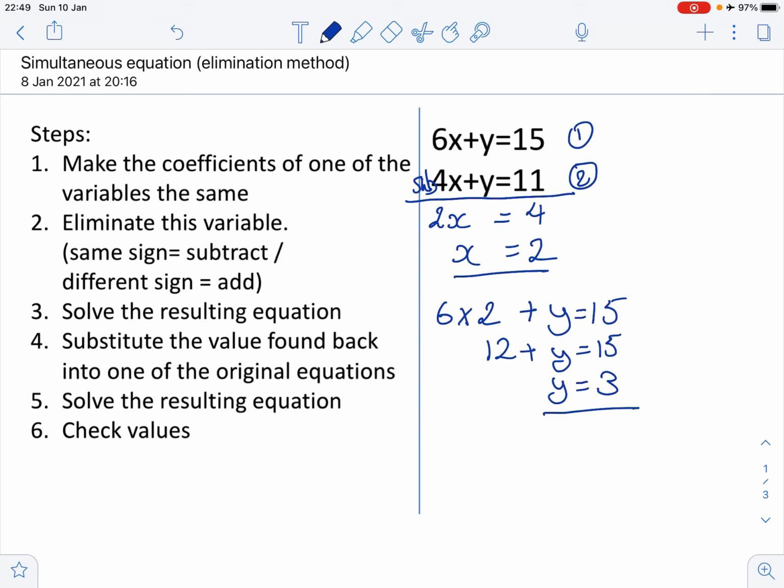So we have our values of x and y now. Then step 6, just check your values. Put the numbers into the second equation to double check. So I have 4 times 2 plus 3, which also equals 11. So my x and y values are correct, because the two equations have the same value.